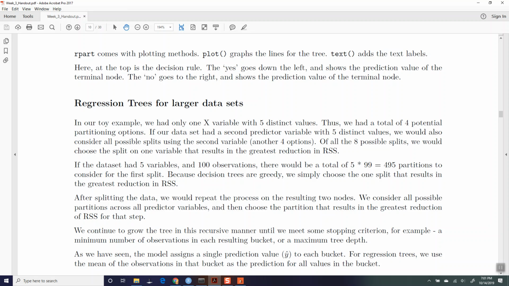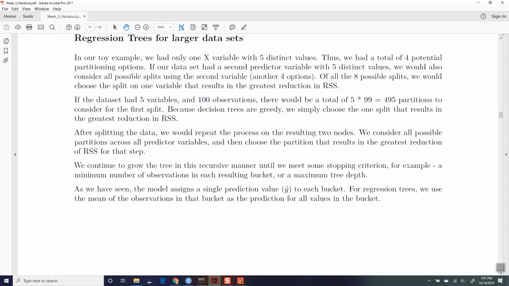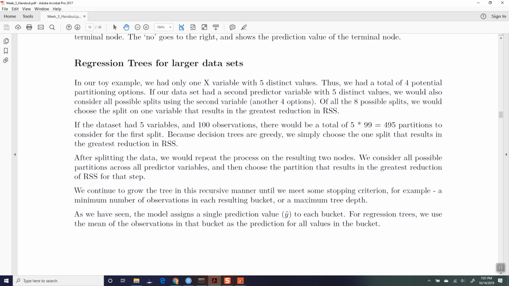Okay, I think we kind of talked about this already, the regression trees for larger data sets. In our toy example, we only had one variable with 5 values, so we had 4 possible splits. If we had a second predictor variable with 5 values, we would also consider all possible splits using the second variable, another 4 options. Of all 8 possible splits, we would just choose the one that has the greatest reduction in RSS. And it just keeps going.